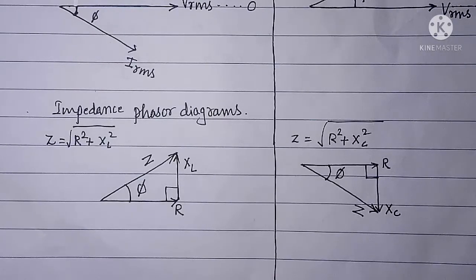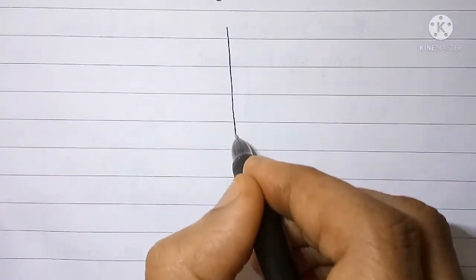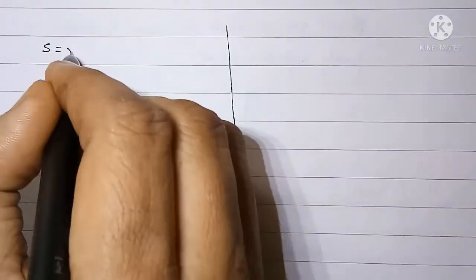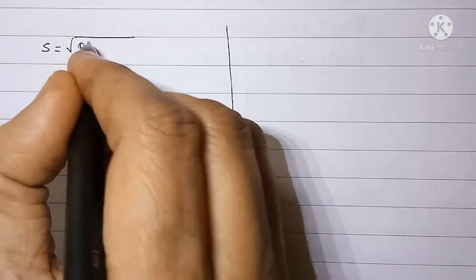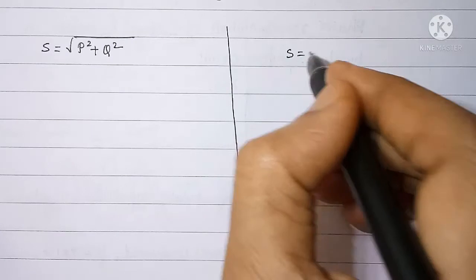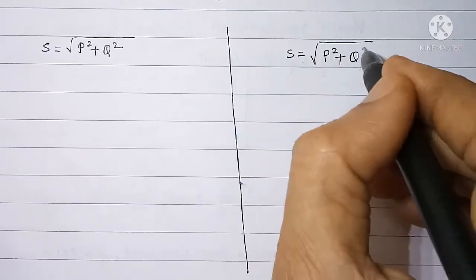In the same way, we can draw the power phasor diagram also. Again, we will have here a division for RL circuit and RC circuit. We know that S equal to under root P square plus Q square. Here also S is equal to under root P square plus Q square.